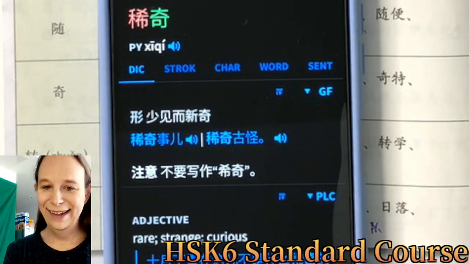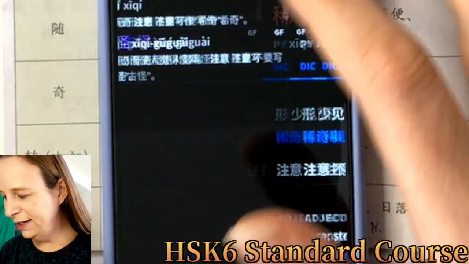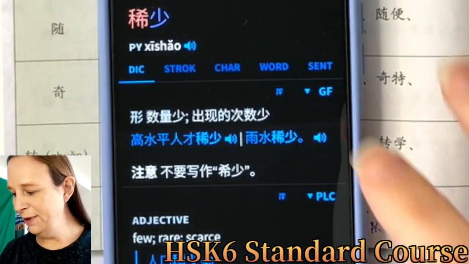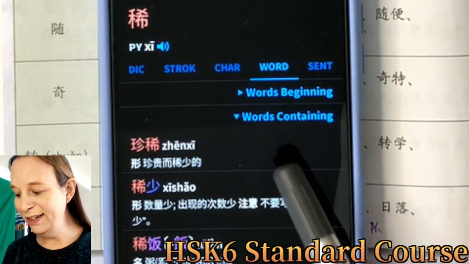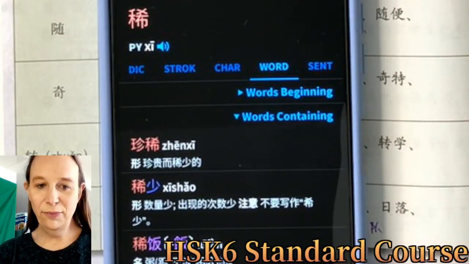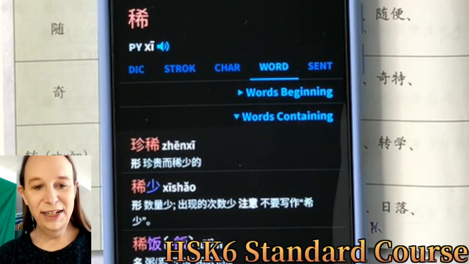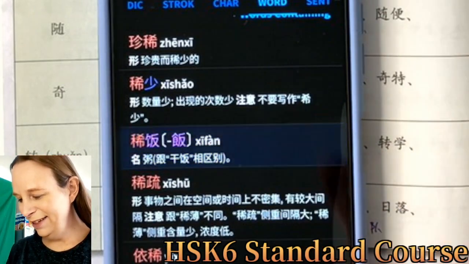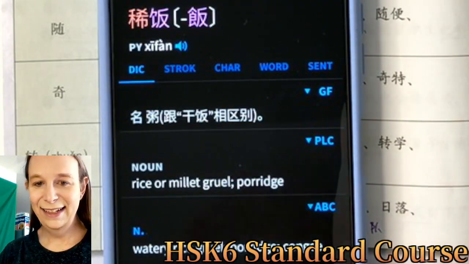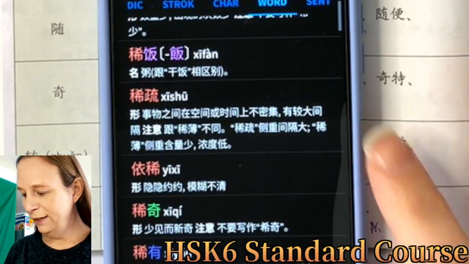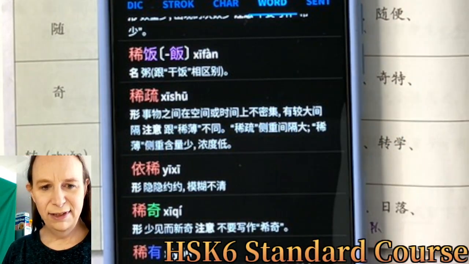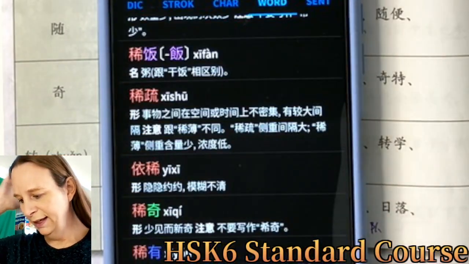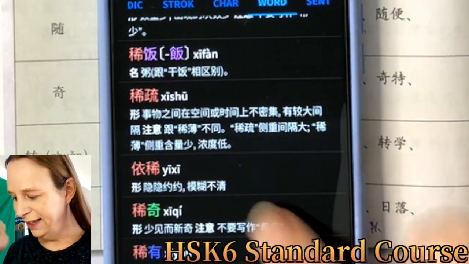不要写作稀奇. Okay, I won't. The 稀 is 稀少的稀, right? 稀少. There's a few other words with that. We've encountered, oh, 珍稀, yeah. So 珍 meaning precious and 稀 meaning rare. So precious and rare. 稀少, 稀饭, oh, that's something else again. 稀饭, what is it? That's just another meaning altogether. 稀疏, this is sparse or something like that. Few and scattered, yeah. 稀奇, yeah, this is all my study.